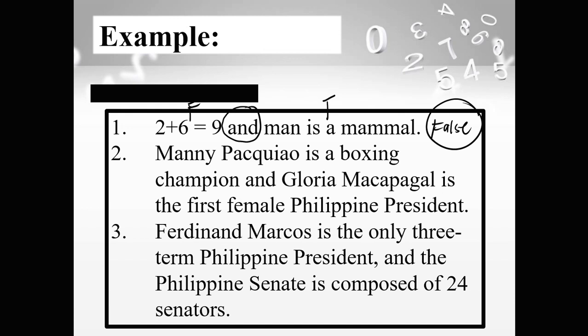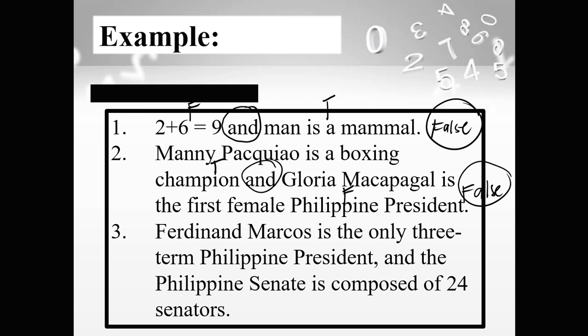Next, number 2. Manny Pacquiao is a boxing champion. Yes, that is true. Gloria Macapagal is the first female Philippine president. That is false. Since Cory Aquino po is the first female Philippine president. So, according to the rule of the conjunction, because the logical connective used is and, if your first statement is true and your second statement is false, final answer will be also false. Ayan. Ano lang ba ang tatandaan nyo kay conjunction? Pag parehong true, tsaka lang magiging true. The rest, false na.